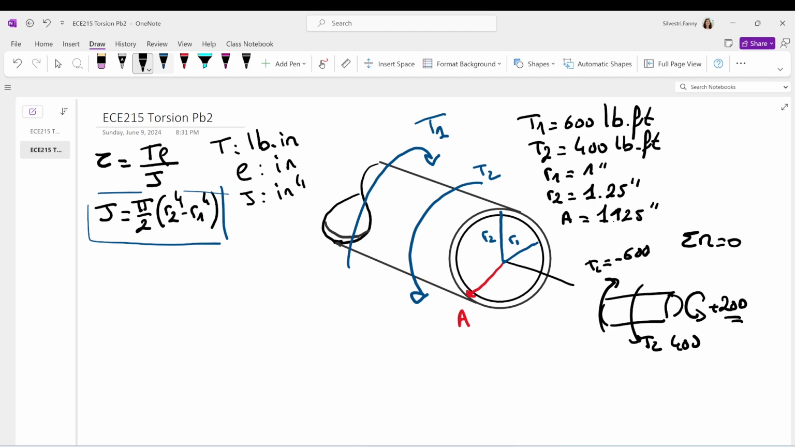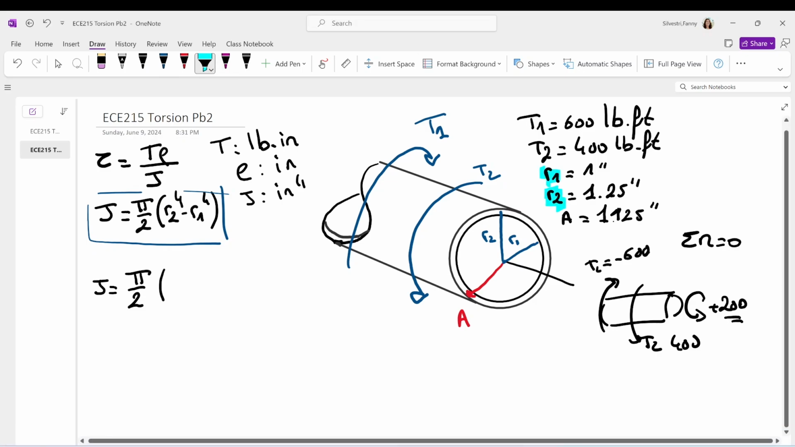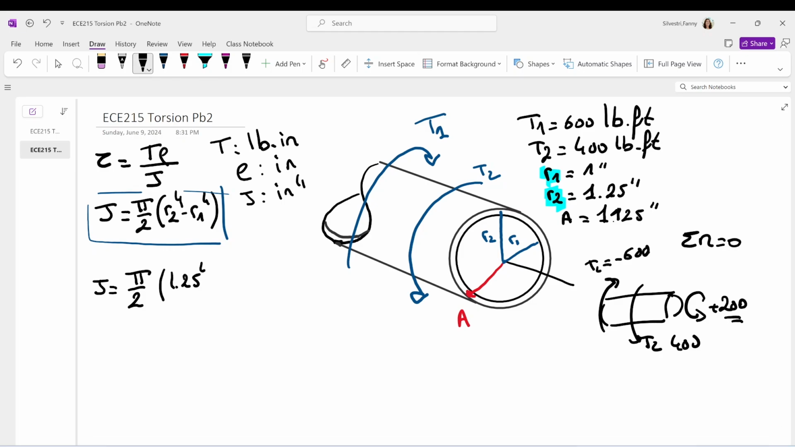So let's find J first. J equals pi divided by 2. And the outside radius R2 is given, and this is this one, 1.25, and R1 is 1. So we have 1.25 at the fourth minus 1 at the fourth.